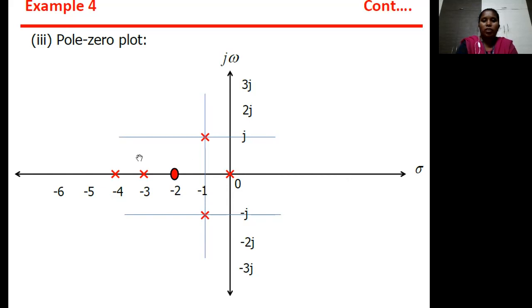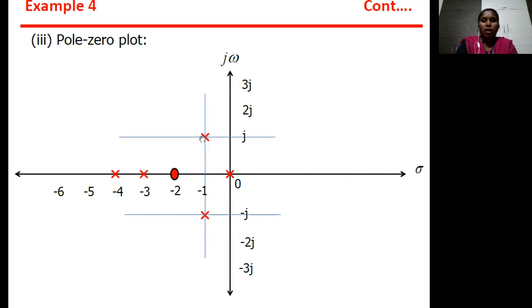So here what I did initially, I represented all the poles. What is the first pole value? That is 0, right? And after that, what is the second pole value? That is -3. What is the third pole? That is -4. All the poles must be represented with a cross mark, right? So here I represented all the poles with a cross mark.